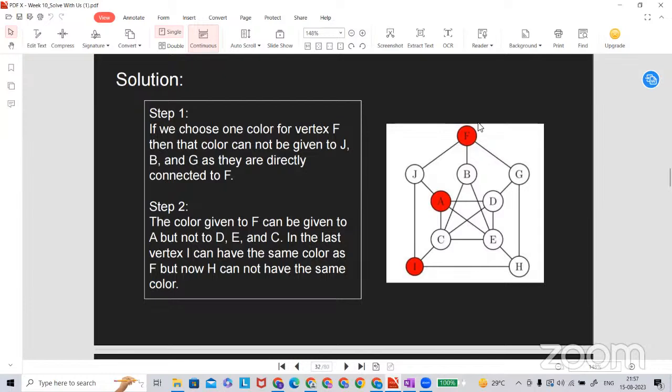Once we colored F, then we cannot color the connected vertices, right? So we can color this one, this one, this one. Once we colored A, we cannot color C, D, E. Only the remaining one, I, we can color. Once I colored I, we cannot color H. So the second step is this one.